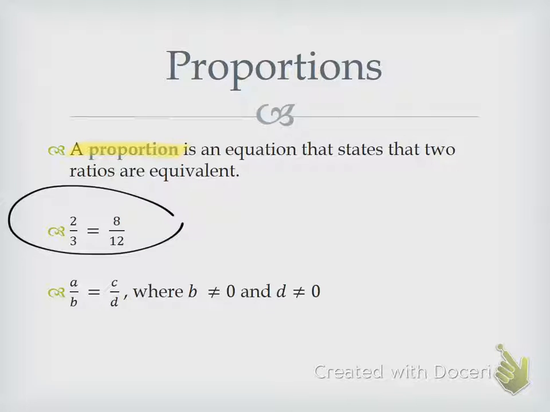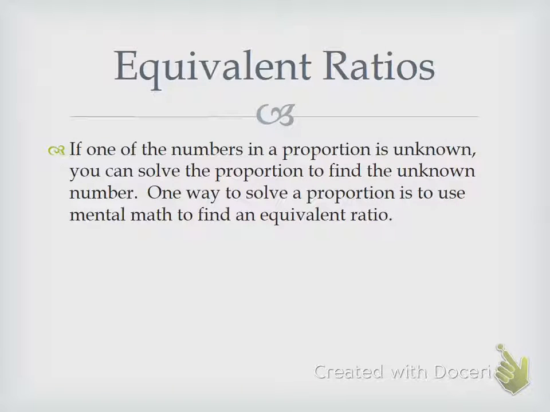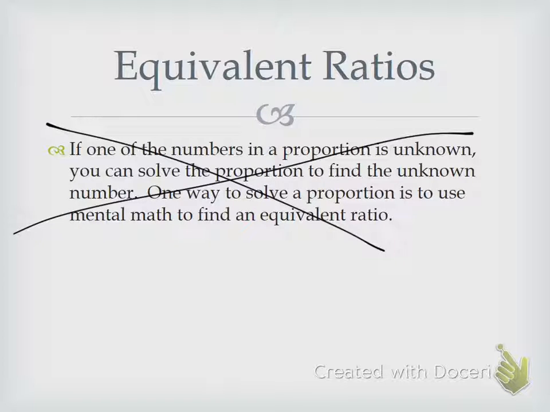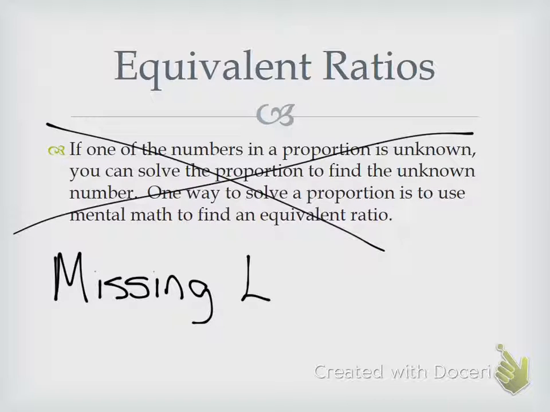Okay, all right, so a proportion is the entire equation. So here's how it looks with equivalent ratios. Instead of writing down this entire definition, I want you to write equivalent ratios and then write missing link. So tomorrow when I ask you which method of solving proportions uses a missing link, you're going to say equivalent ratios. That's it. Equivalent ratios uses a missing link to solve for the unknown part of the proportion.